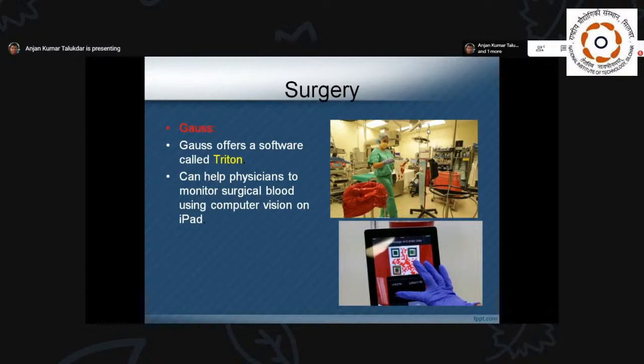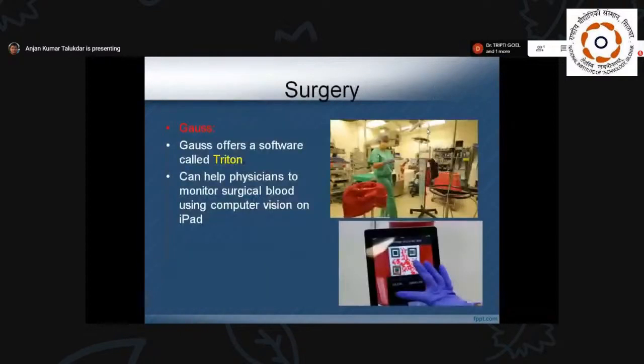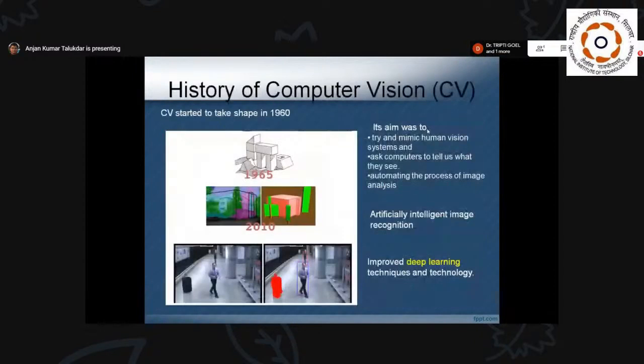This is some application in case of medical fields. So now I will briefly go through a history of computer vision, actually, how it came. Computer vision started to take shape in 1960. Its aim was to try and mimic the human vision system and ask computers to tell us what they see.